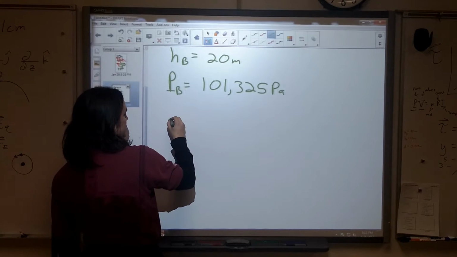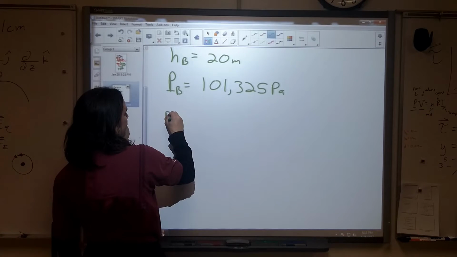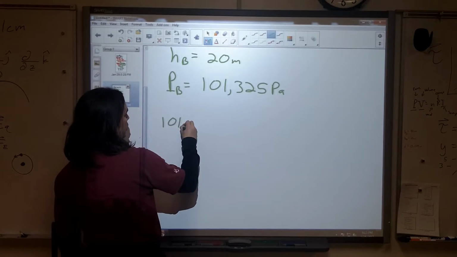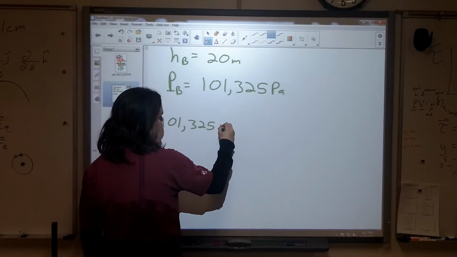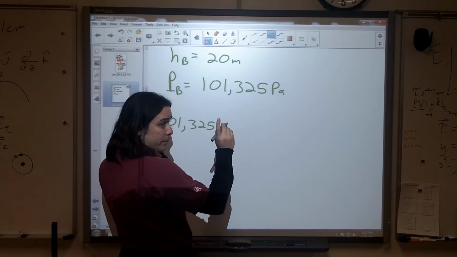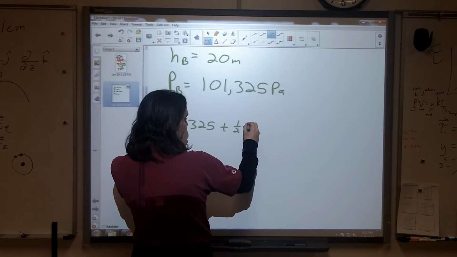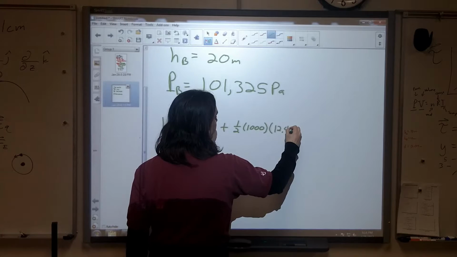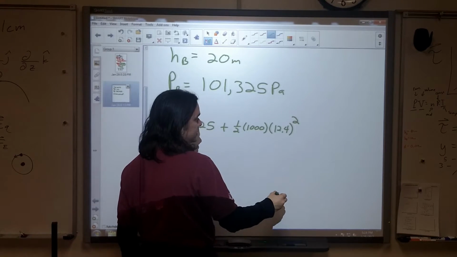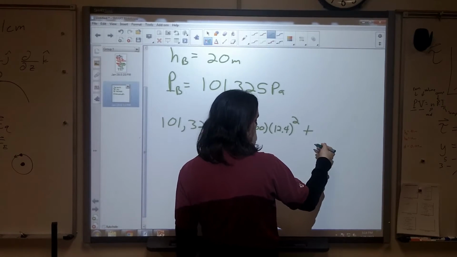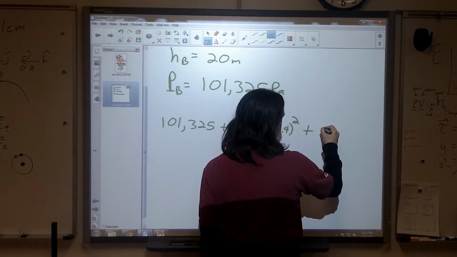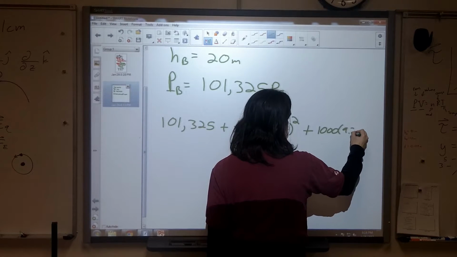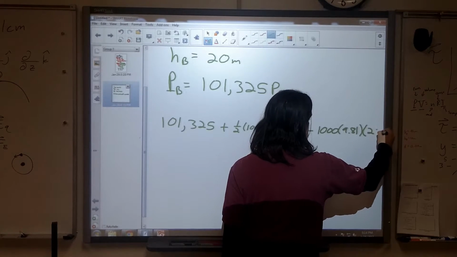With this, we can now find our new constant. Well, if I do that, I'm going to have my fluid pressure, I'm going to save a little bit of time here, 101,325 pascals, plus my new dynamic pressure, 1/2 times 1,000 times 12.4 meters per second, quantity squared, plus my hydrostatic pressure, which is actually unchanged. That one is going to be 1,000 times 9.81 times 20 meters.